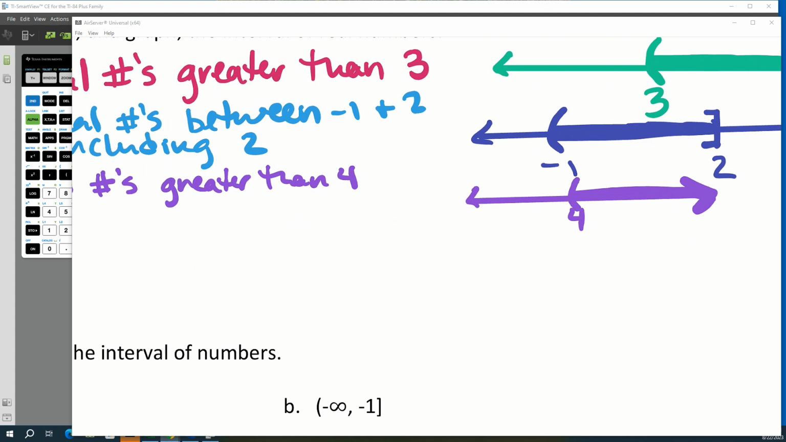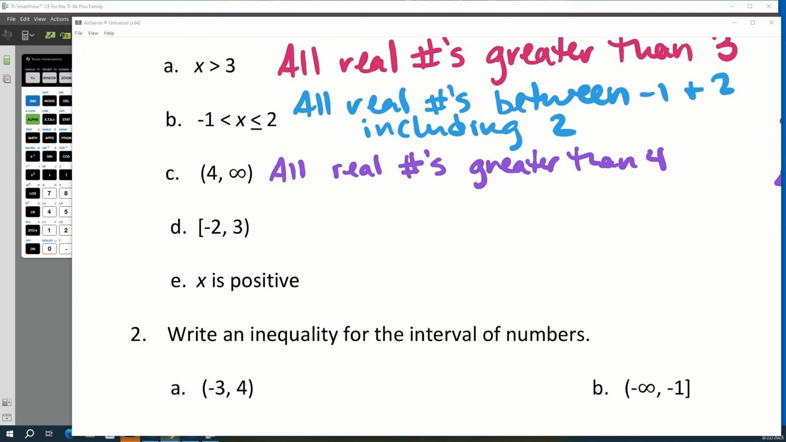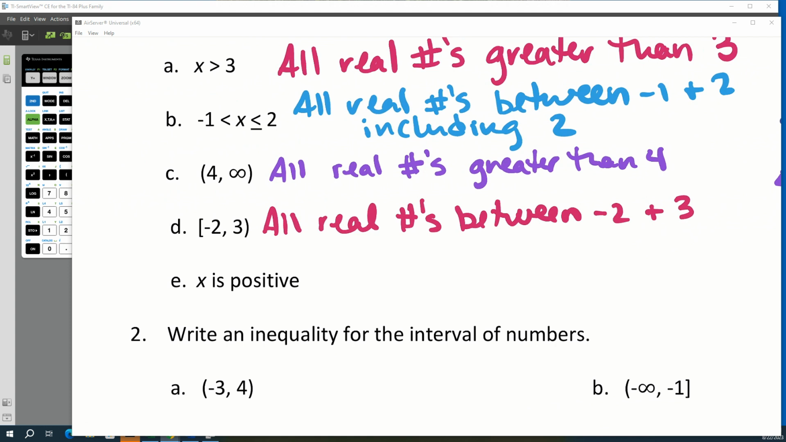All right, so for D, that's interval notation again. So anytime it's a notation and you just have parentheses or brackets and two numbers, that's going to be interval notation. So this is going to be all real numbers between -2 and 3, including -2. Okay, you guys try to do that graph on your own, please.